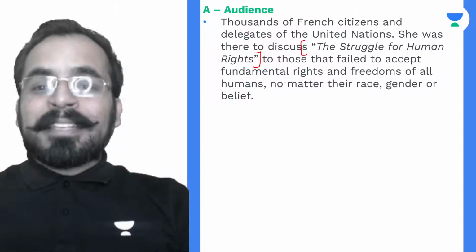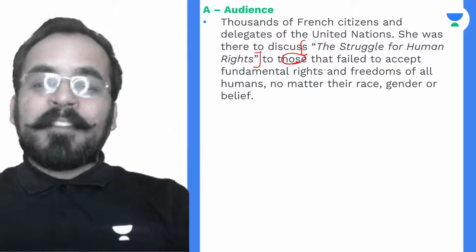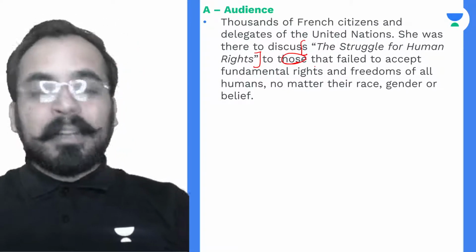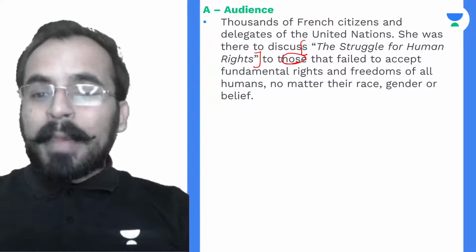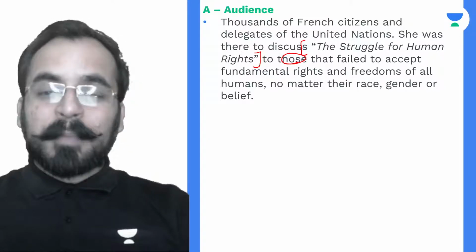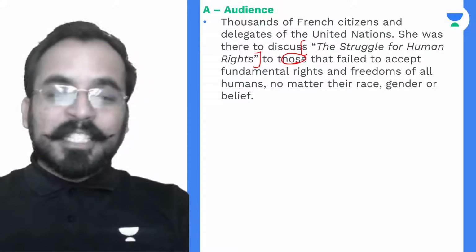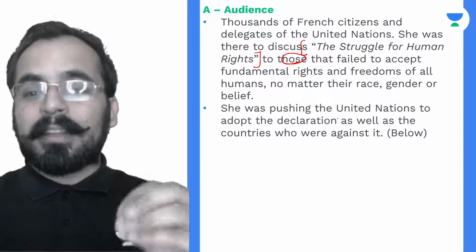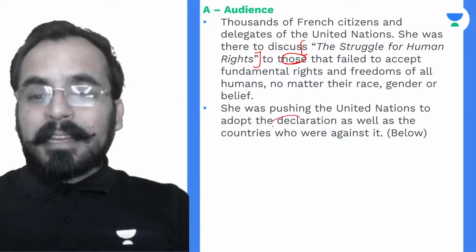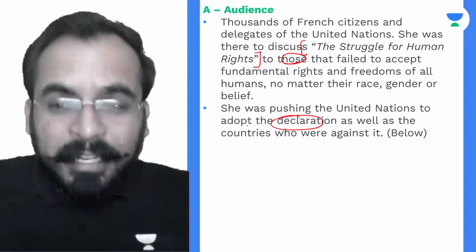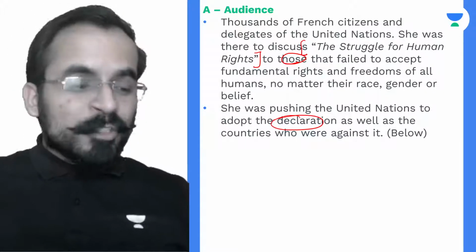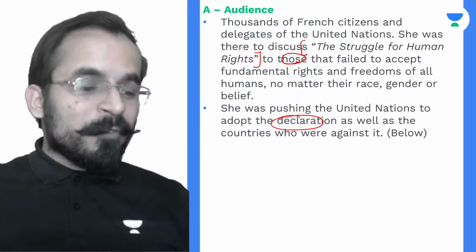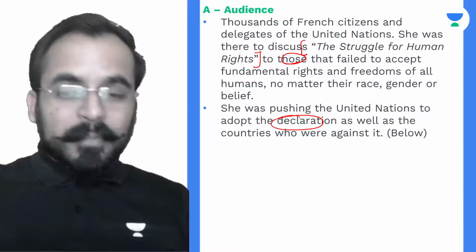So she is mainly addressing the speech to those countries who have failed to accept fundamental rights, who have failed to grant fundamental rights to their humans, no matter their race, gender or belief. This is basically the aim of her speech. So she is mainly forcing the United Nations to adopt the declaration. Which declaration? International Declaration of Human Rights. So she is persuading the countries to adopt the Declaration for Fundamental Human Rights. Okay?